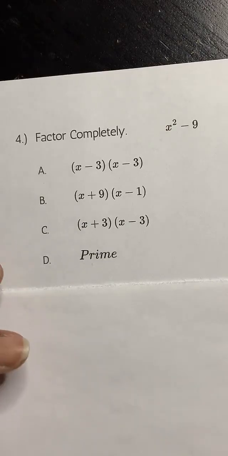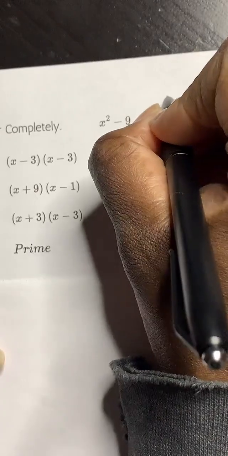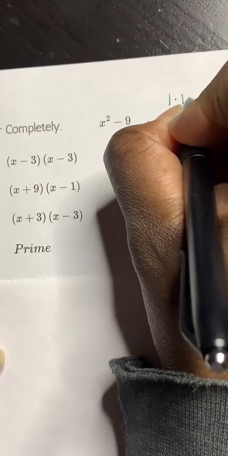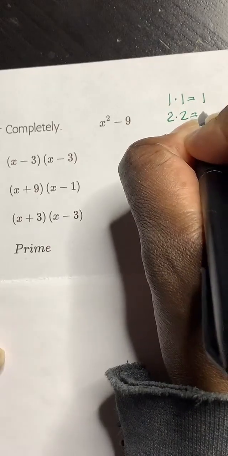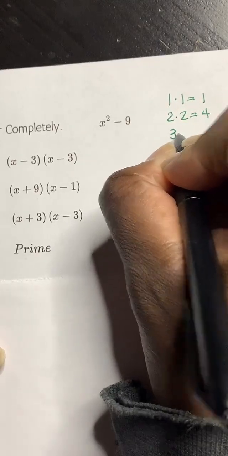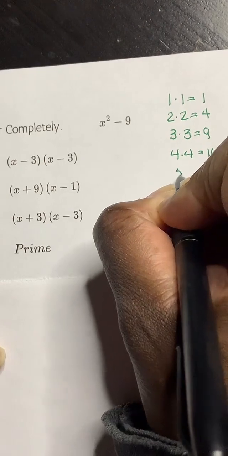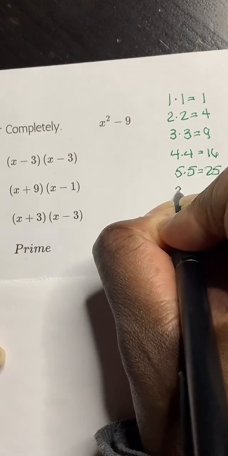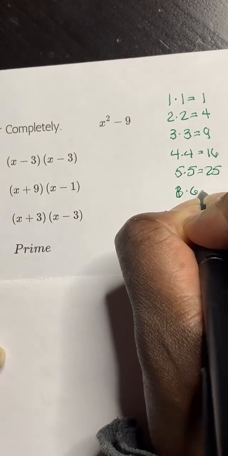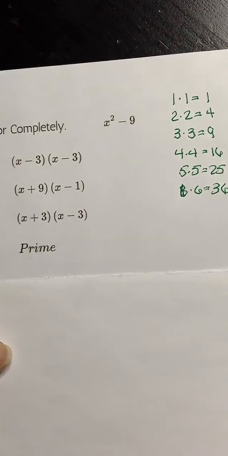A number that can be multiplied by itself will be a perfect square. So 1 times 1 gives me 1. 2 times 2 gives me 4. 3 times 3 gives us 9. 4 times 4 gives us 16. 5 times 5, 25. And I'm just going to stop here at 6 times 6, which gives us 36. That's supposed to be a 6. I was thinking of something else.